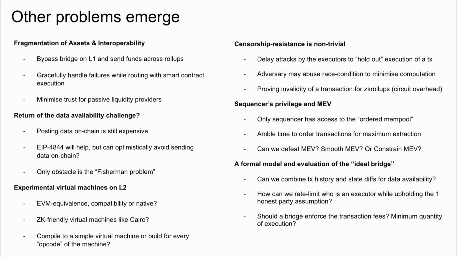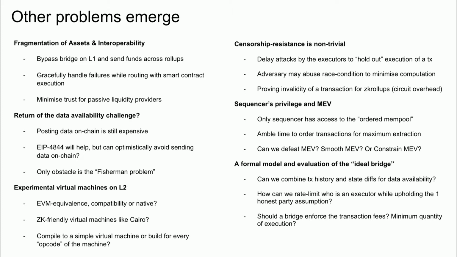The biggest cost for rollups today is data. Could we optimistically keep the data off-chain, but obviously post it to Ethereum in the worst case? The problem there is the fisherman's problem, which we can talk about afterwards, but I think it's very solvable today.